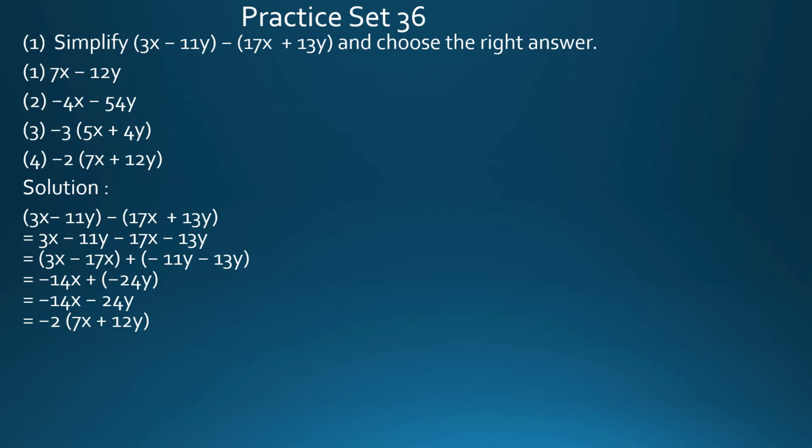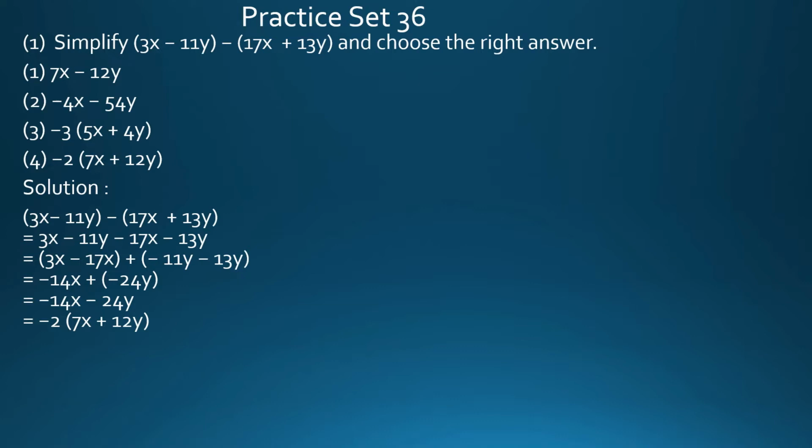So you will have 3x minus 11y minus 17x minus 13y. Since there is a subtraction sign, all the signs of the second bracket will get opposite. The third step will be 3x minus 17x in one bracket plus minus 11y minus 13y in the second bracket. Here in the third step we have brought all the like terms together.